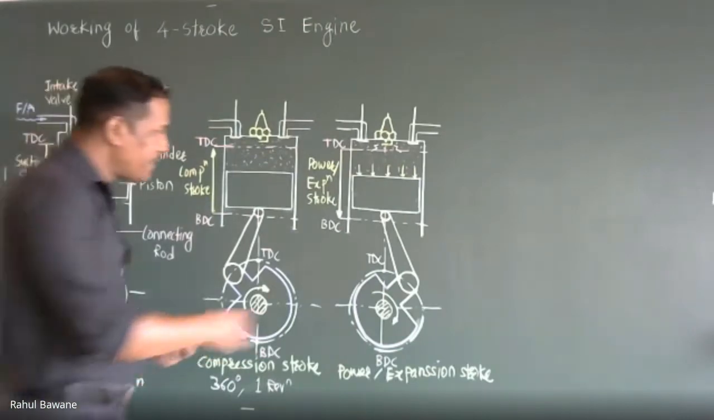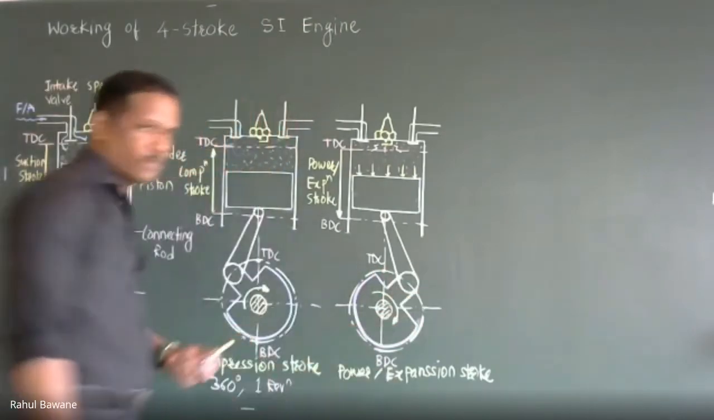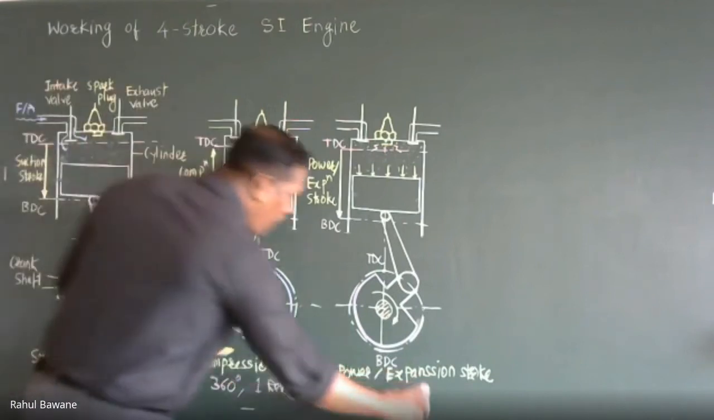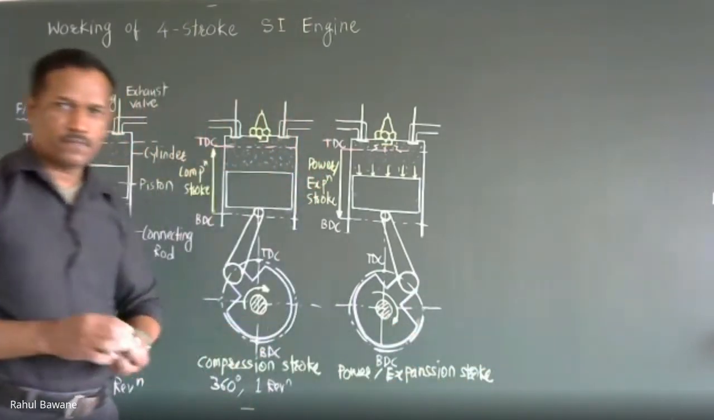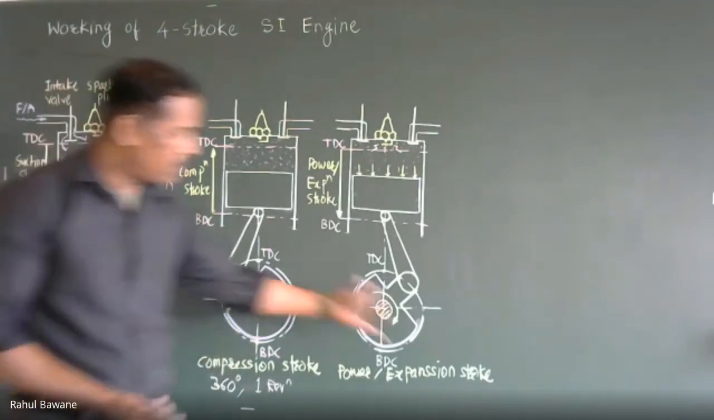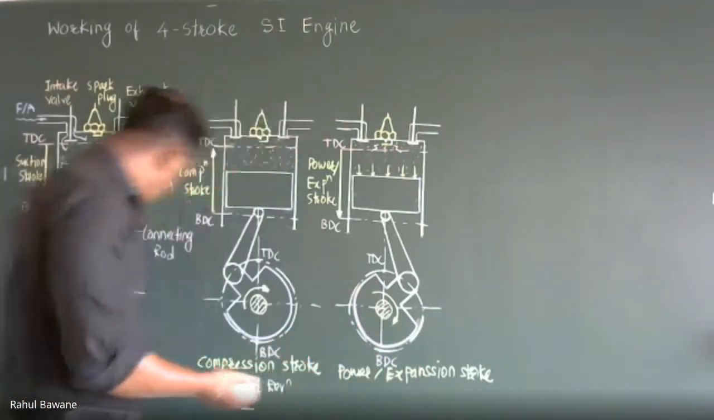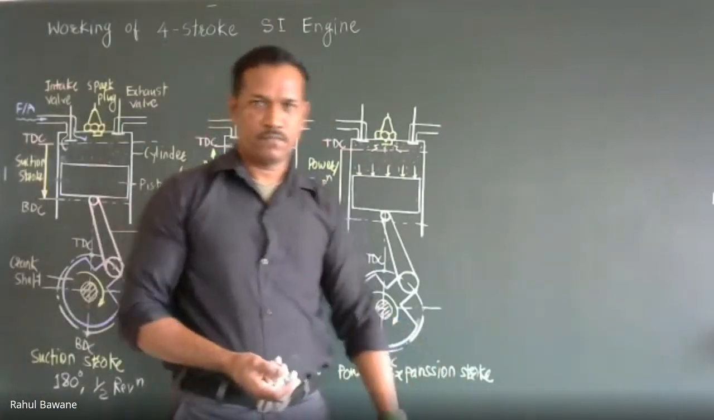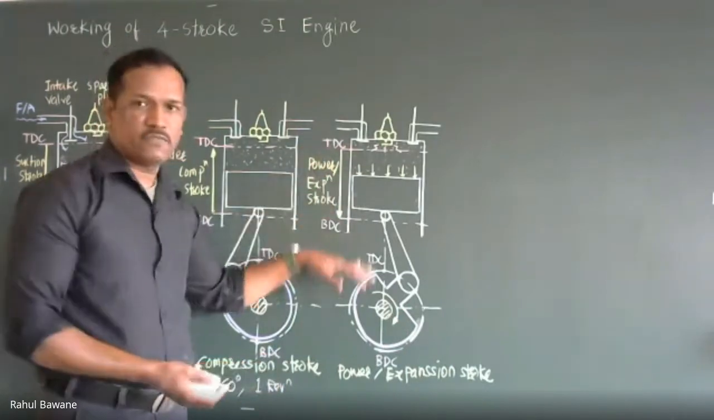So another 180 degree. One and half revolution. So here 180 degree, 360, another 180, add this half revolution, one revolution, one and half revolution. What will be my explanation for this?